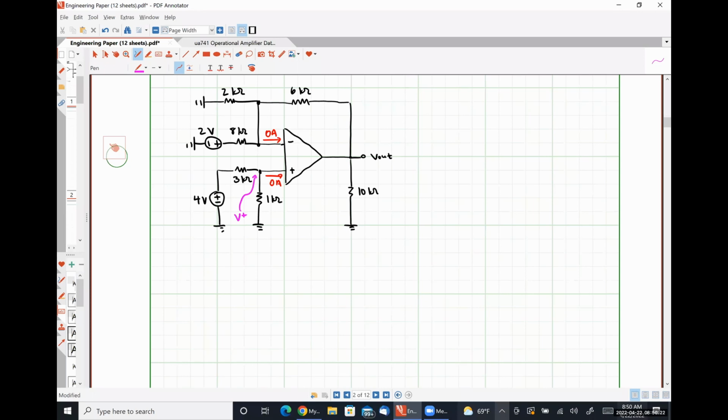So if there is a current of 1 milliamp leaving the positive polarity terminal of that 4 volt source, what's the voltage drop over the 1 kilo ohm resistor? 1 volt, right? Because 1 milliamp times 1 kilo ohm is 1 volt.